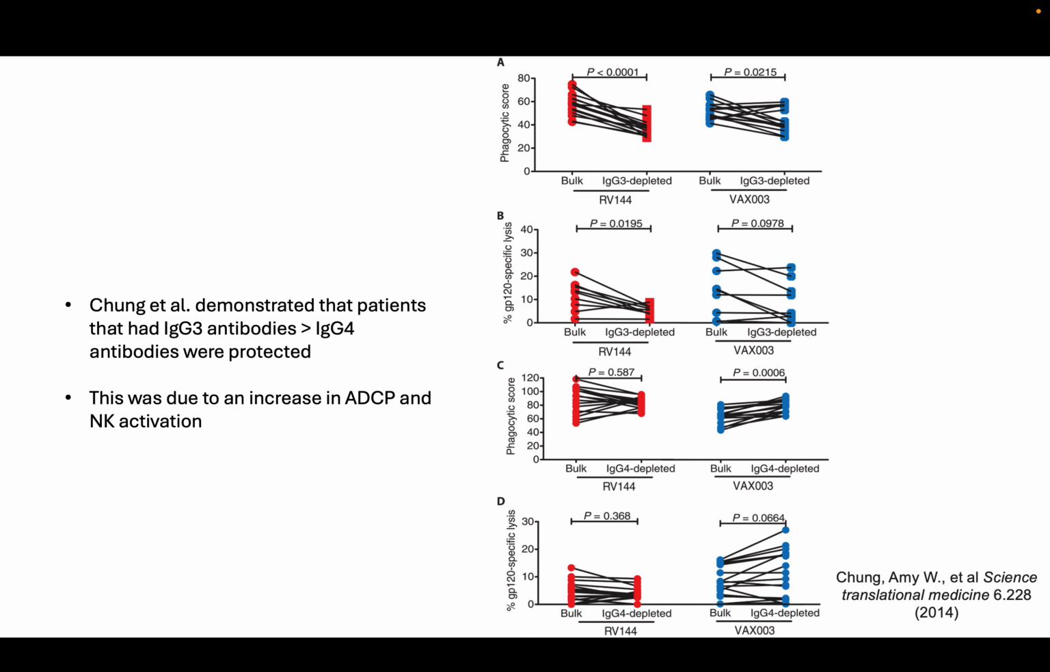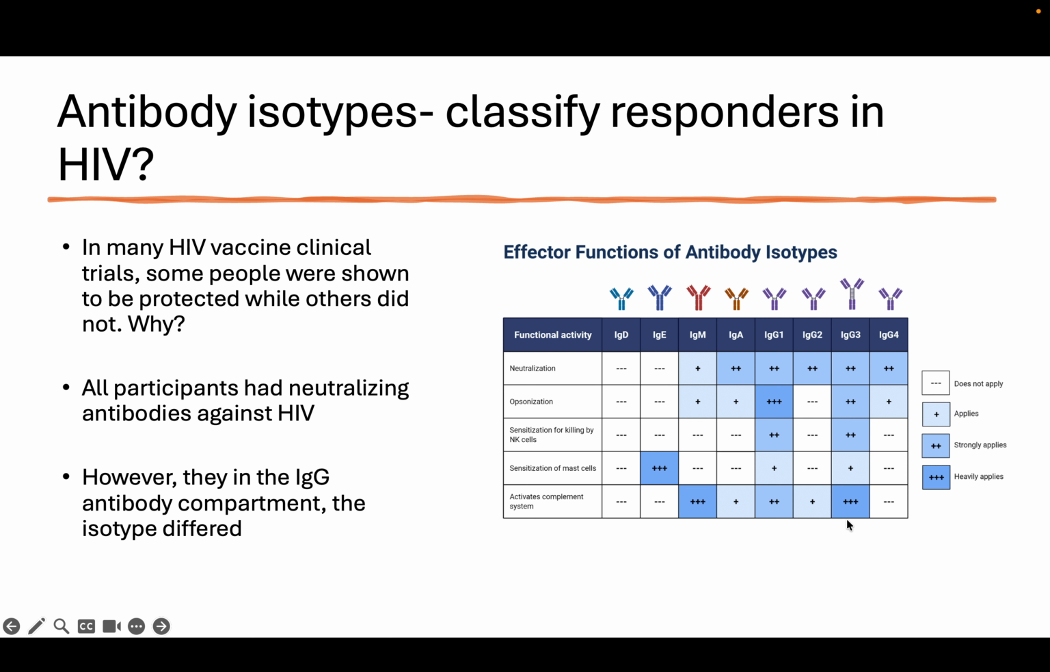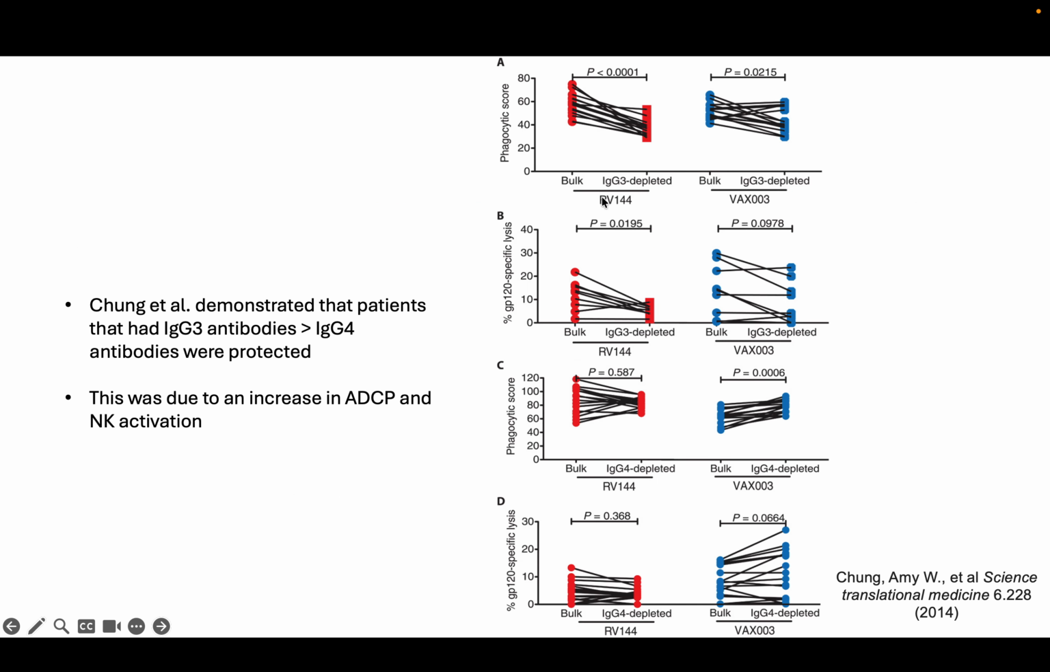Because what she saw is that patients that had IgG3 antibodies more than IgG4 were more protected. IgG3 is very good at complement activation, but also NK killing. Very basic. IgG4 really doesn't do that much at all. It's actually one of the poorest antibodies. It's just there for neutralizing. And of course, these are 2 different types of vaccines, RV144 and VAX003. So these are patients given these 2 different vaccines.